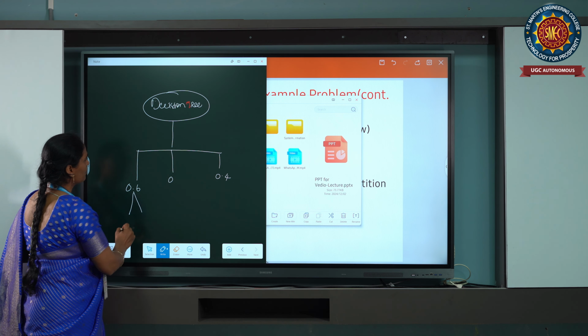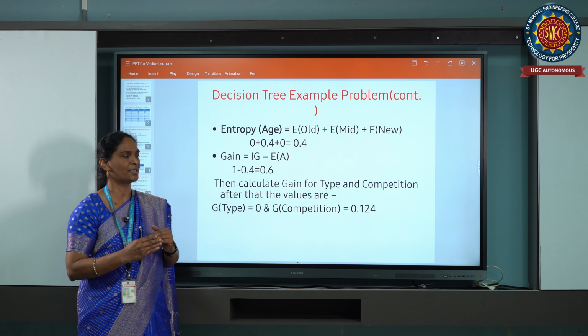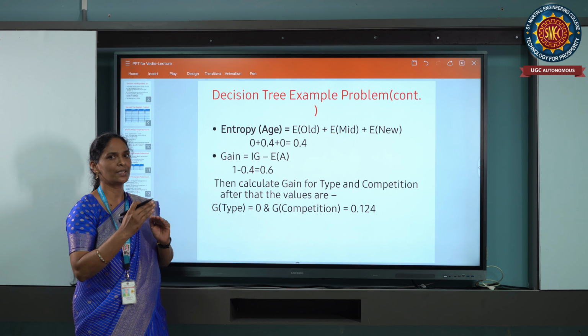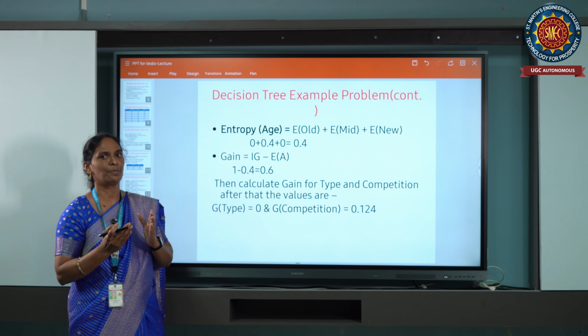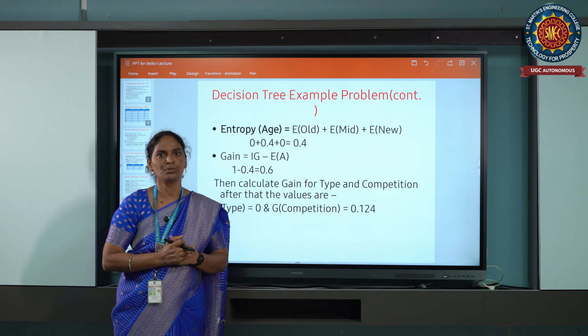So this is about all the values we got as entropy of age, type and competition. With this we can derive our decision tree based on these values. So finally we will get the decision tree algorithm, how it is divided into the subparts and their leaf nodes. So this is about the decision tree algorithm. Thank you so much.